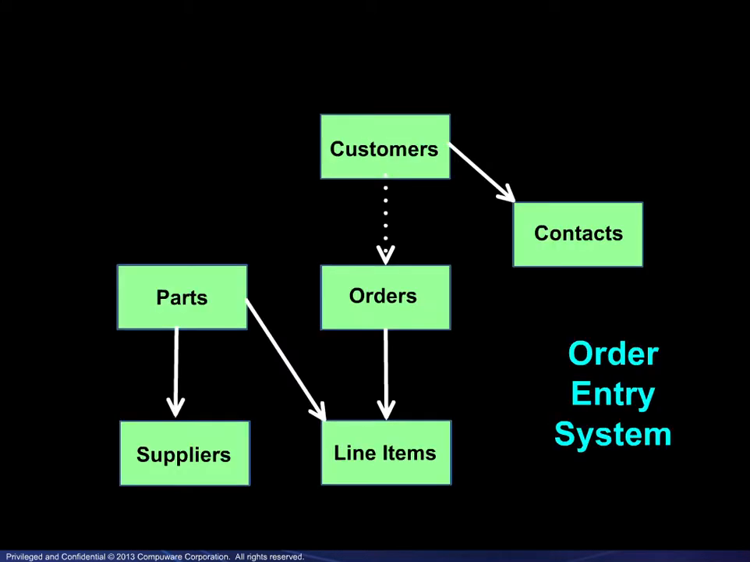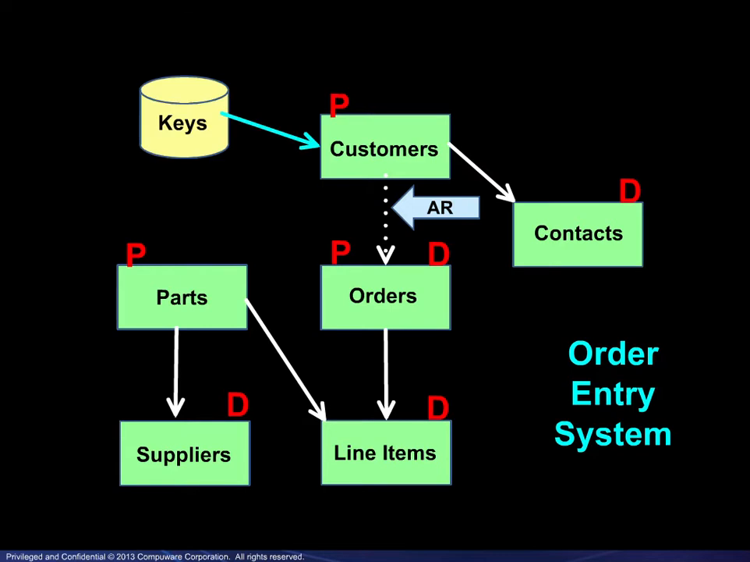We will go through an extract example based on a small order entry system. We identify the parent tables and the dependent tables. There is one application relationship, and we will use a key file to limit the extract.